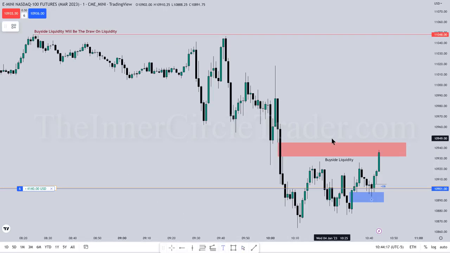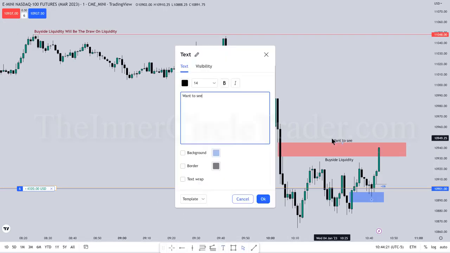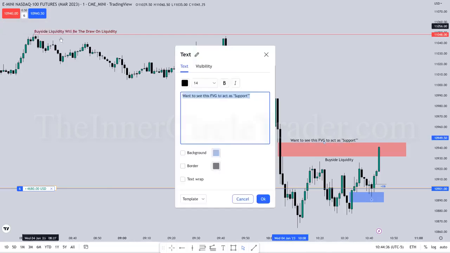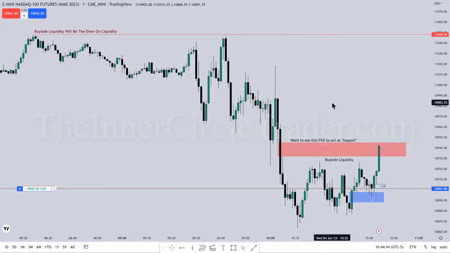And now my stop is to break even. Because if it goes back below after running those relative equal highs where the buy side liquidity is resting, that would not be a good thing. So I want to make sure I'm controlling risk. So I want to see this fair value gap, that pink area, act as support. Okay, so what specific level? The high of it.